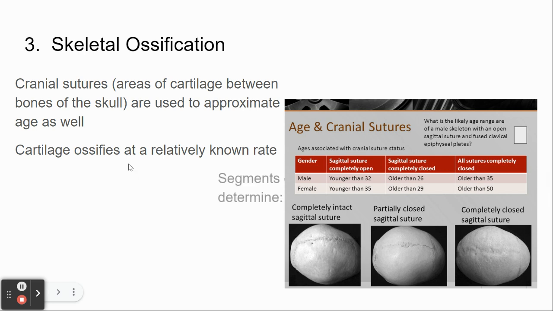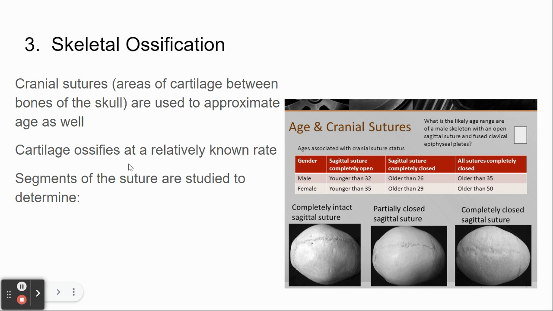So again, it's a relatively known rate, and you can look at those suture lines to determine where they're at. So you've got open suture lines, you've got the minimally fused, and then you've got the completely obliterated. And completely obliterated would be this, minimally fused would be this, and the open would be this. So the suture lines are still present. The suture lines are still there to some degree, but they're starting to go away, indicating that the bone is in fact ossifying. And then finally, when the bone is completely ossified. Okay.